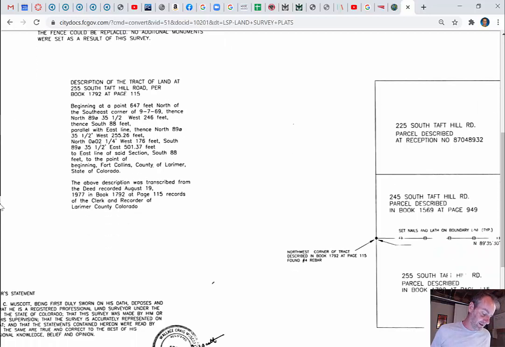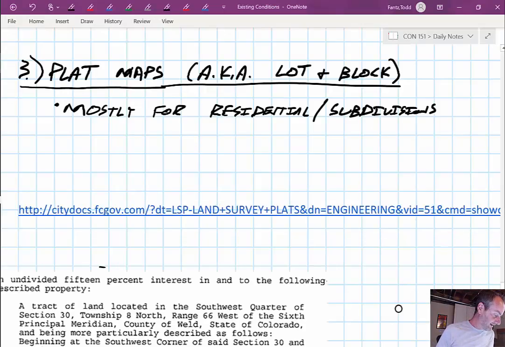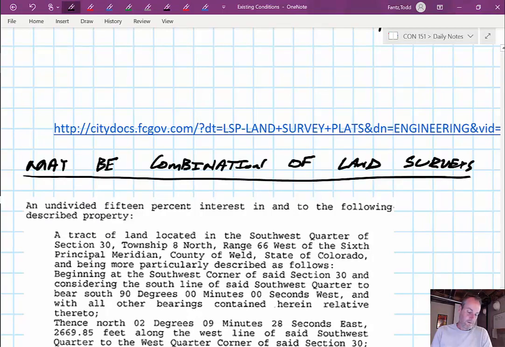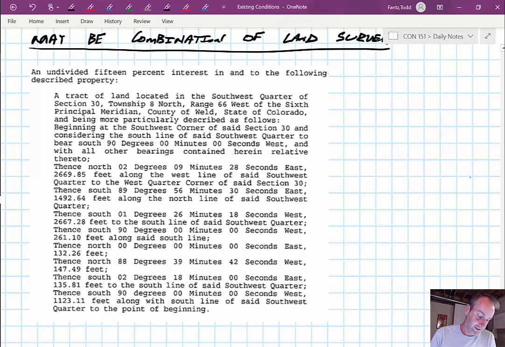That was actually the last topic I was going to talk about here, and that is the fact that sometimes there may be a combination of surveys used to describe a piece of property. So for example, if I were to look at this and read through it, and granted this sounds kind of lawyer-esque, we have a tract of land in the southwest quarter of section 30, township north, range 66. So you start hearing these words and they sound familiar, right? Township, ranges. We're talking about the rectangular coordinate system.